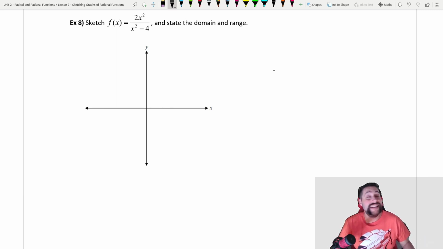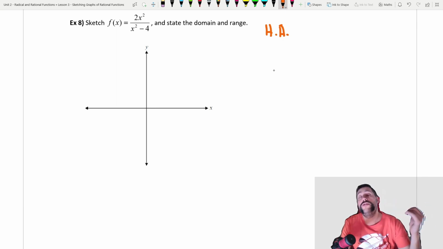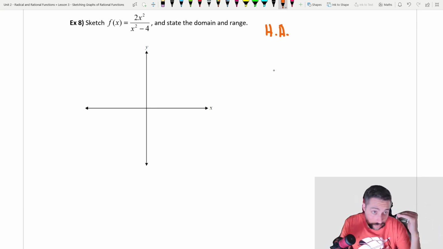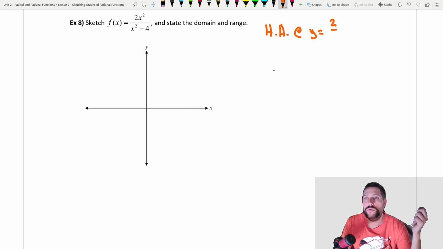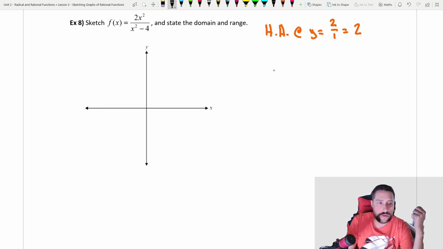So example 8. Sketch f of x is equal to 2x squared divided by x squared minus 4 and state the domain and range. So again, how I like to start is to do the horizontal asymptote. You look at the degree of the numerator, which is x to the power of 2. The degree of the denominator is also 2. So you take the coefficients. The horizontal asymptote is going to be at y is equal to 2 over 1, which is 2. So that's our horizontal asymptote. So let's go ahead and make some points.